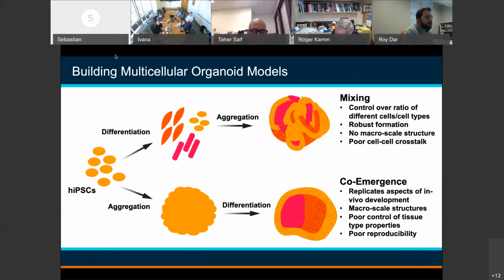In order to build organoid models that faithfully recapitulate aspects of native tissue, you have to have the correct cell types, the correct ratios of the correct cell types, and you have to get them into the right organization.